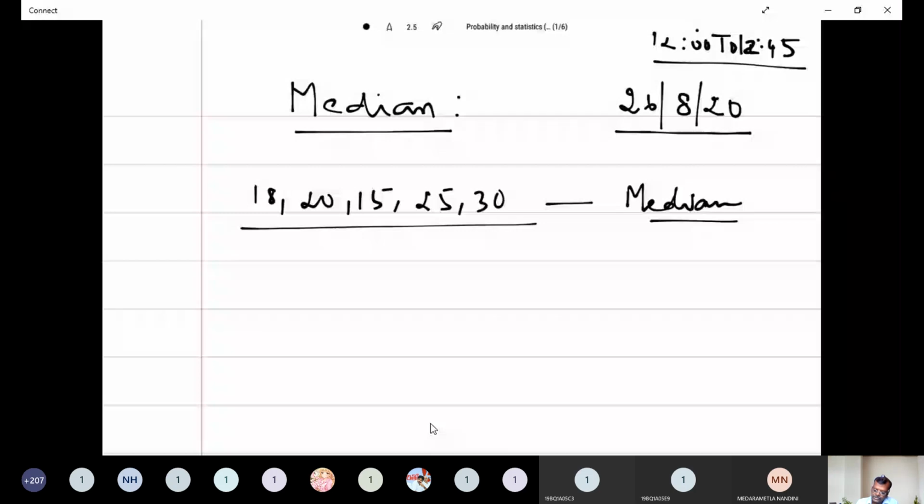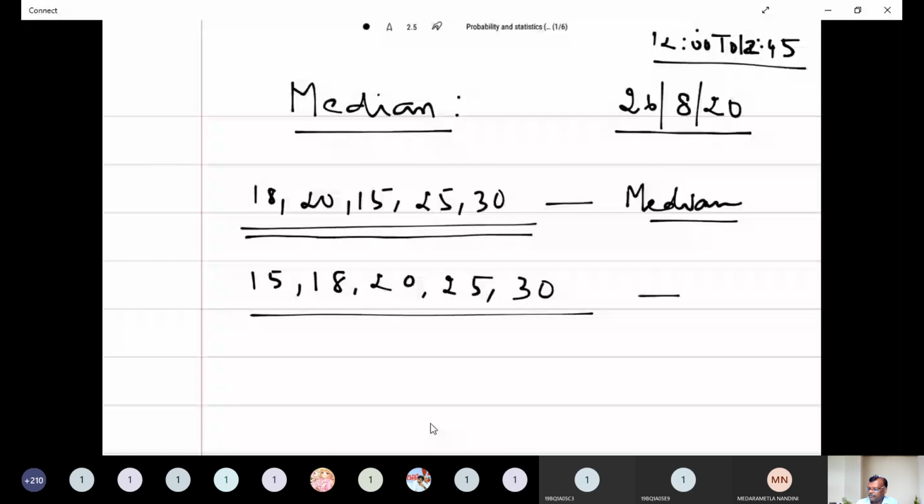First, we are going to arrange these numbers in ascending or descending order. Say 15, 18, 20, 25, 30. These are the 5 numbers. How many observations are there? 5 observations are there. What is the middle value? Middle value is this one. Therefore, the median of this set of values is equal to 20. The median observation is the 3rd observation.